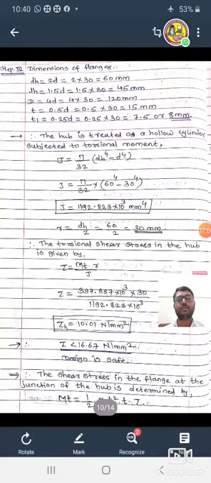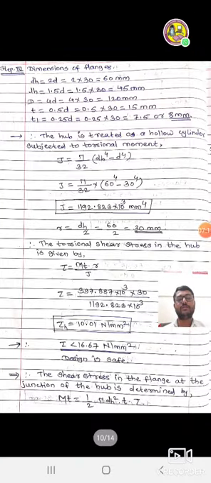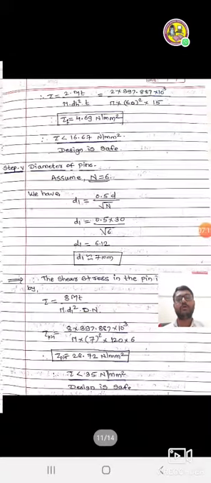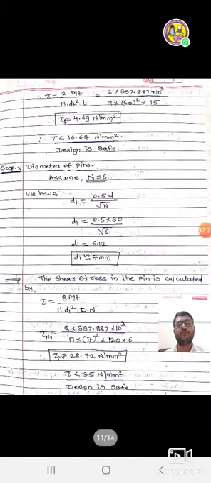Next important parameter while designing is the shear stress in the flange at the junction of the hub, determined by mt equal to 1 half pi ds square t into tau, means we have tau equal to 2 mt upon pi ds square t. Put value of mt, dh and t. Find permissible shear stress for flange. Here shear stress for flange is 4.69, and it is less than permissible shear stress, that is 16.67, means our design is safe.